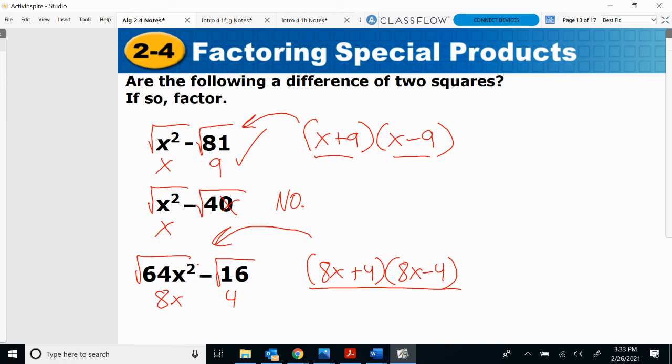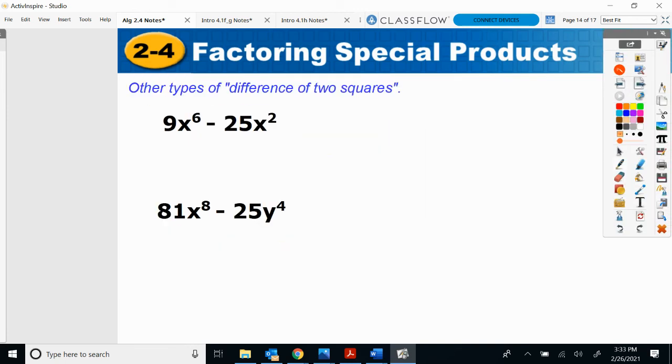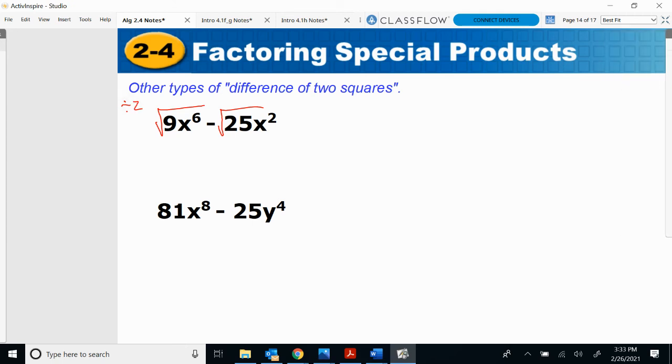Okay, let's take a look at a few more. Some of them can look kind of strange. We'll take a look at some strange ones here. Ooh, take a look at this one. 9x to the power of 6 and 25x squared. As long as we can take the square root of both of those, then we're okay. And for your exponents, you're just dividing those by 2. If you can do that, then it's going to work.